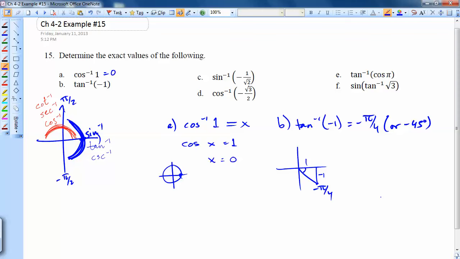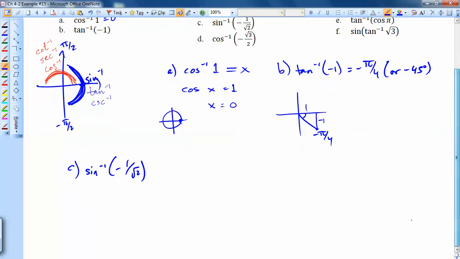Okay, C, sine inverse of -1 over root 2. That's going to have to be in the fourth quadrant in this case, not the third, even though sine's negative here. So sine inverse of -1 over root 2 is the same thing as y over r. So we can go down 1, and it's over root 2, which would force this to be 1 here. So this is also a 45-degree angle, which puts it at the same exact place as the one before it. So this one's going to be -pi over 4 also.